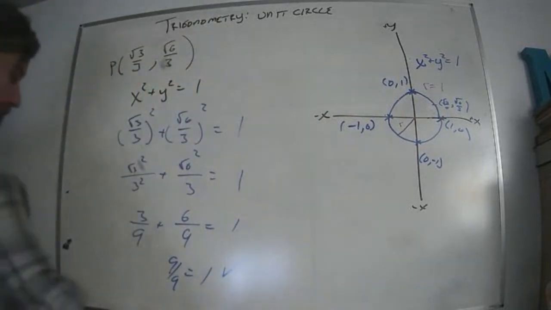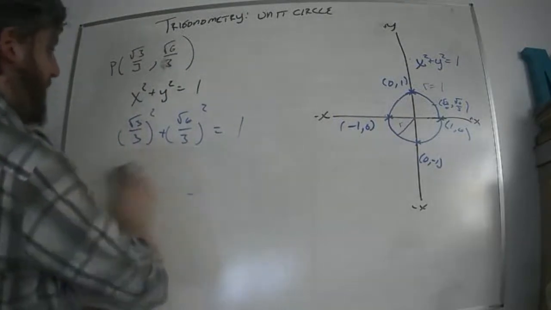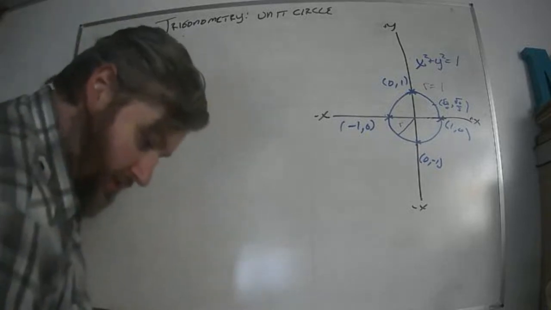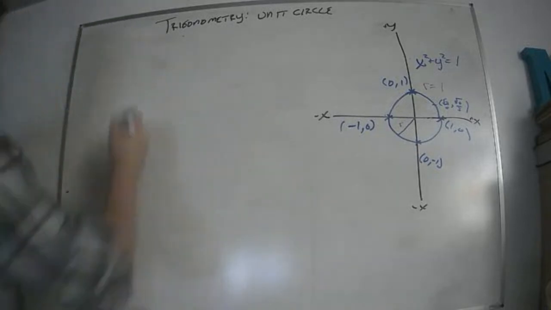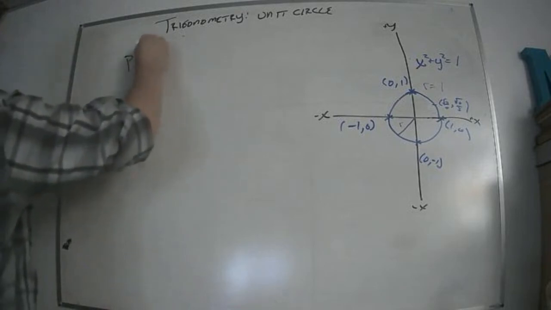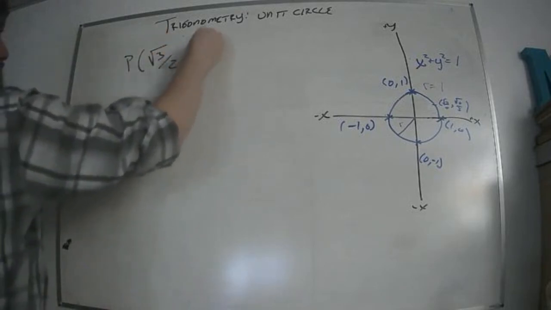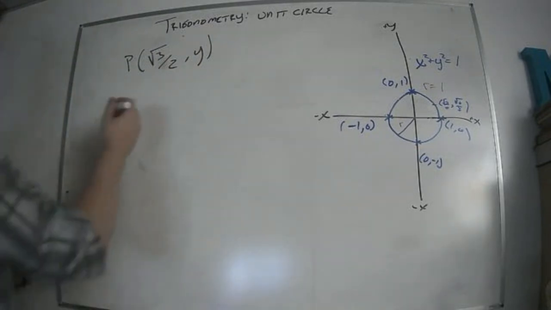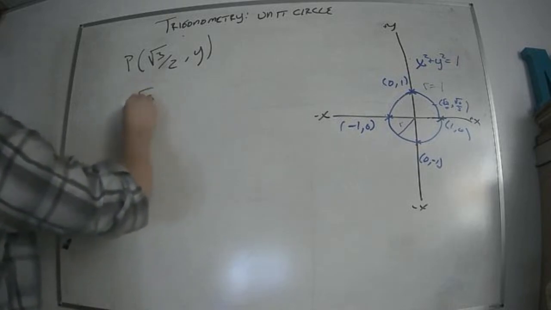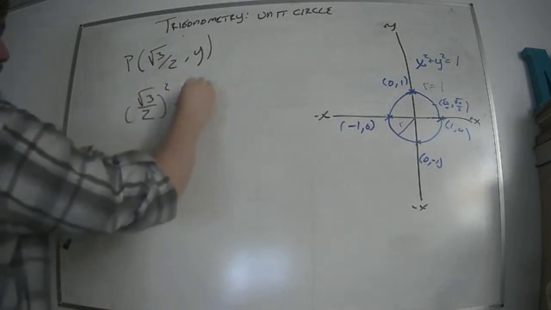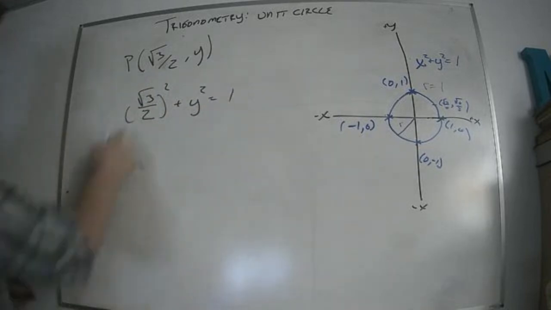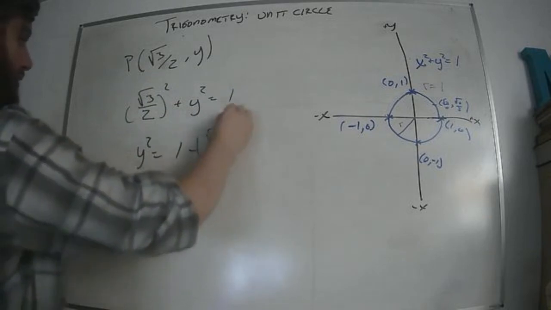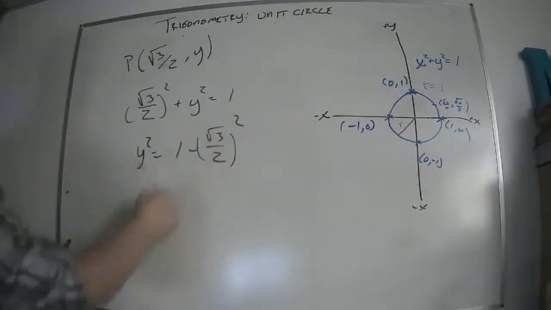So let's locate a point on the unit circle. Next example, just to show that before we move on. And here I want to deal with the point square root of 3 over 2. So I want to have this point and find y. So what y values can I have for this? Well, take the square root of 3 over 2, squared, plus y squared equals 1. I subtract this, so I have y squared equals 1 minus the square root of 3 over 2, squared. And I take the square root of that.